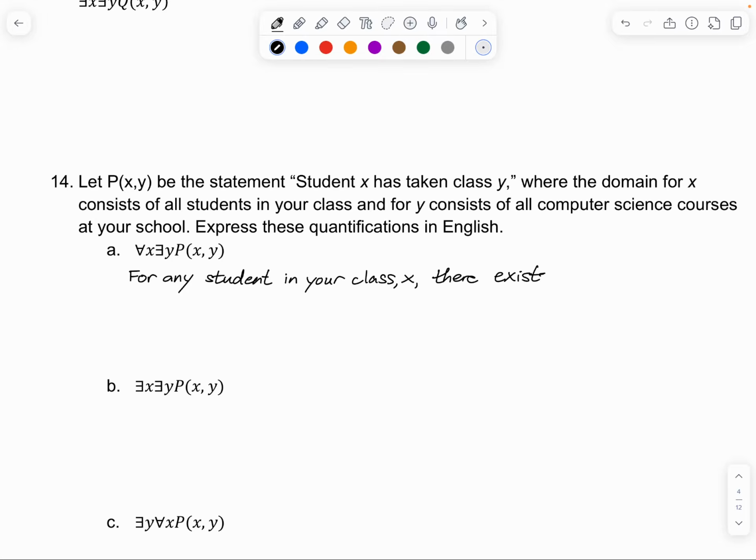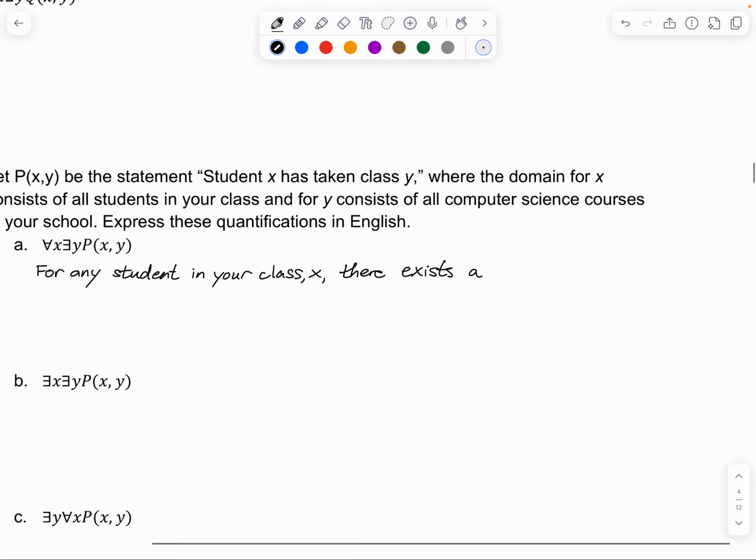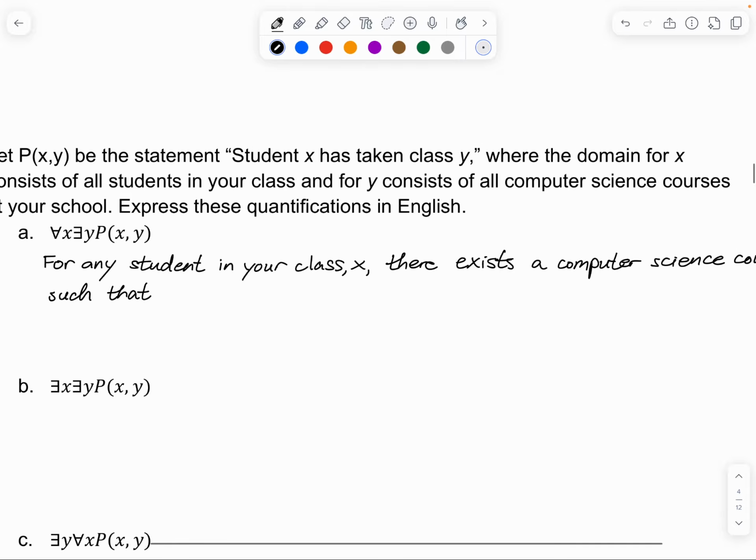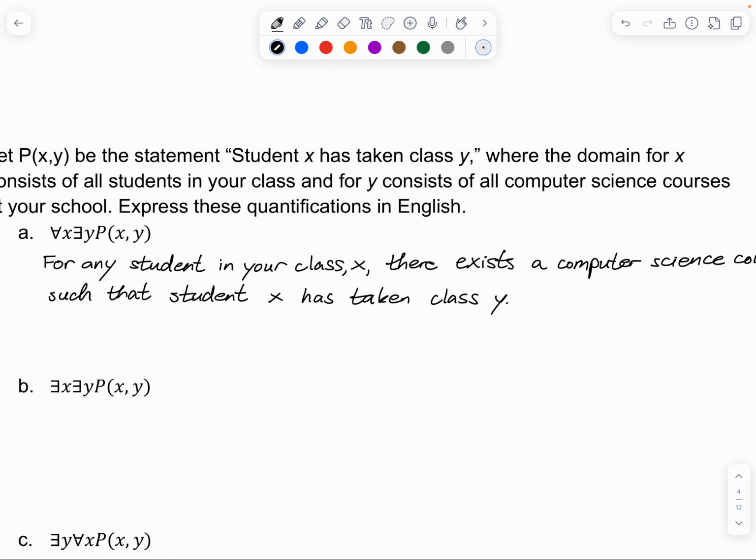There exists a computer science course Y such that, just a transition phrase. And then we've got P of X, Y. So that's student X has taken class Y, such that student X has taken class Y.